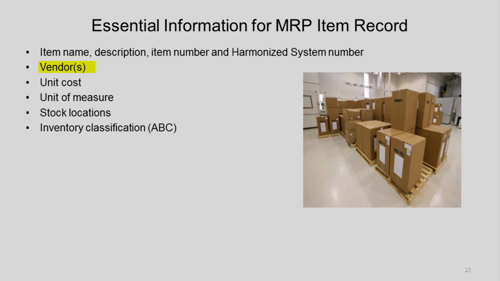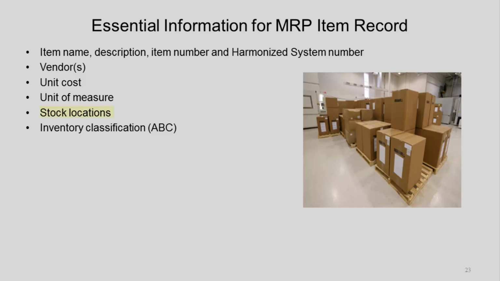Next bullet point, who's the vendor or vendors that sell us a particular raw material? What's the unit cost? Not our landed cost, but what's our unit cost at the door of the vendor? What's the unit of measure? It could be a single per unit scenario. It could be by the dozen for socks. It could be by the kilo for precious metals. It could be any variety of things. Liters for chemicals. We need a unit of measure.